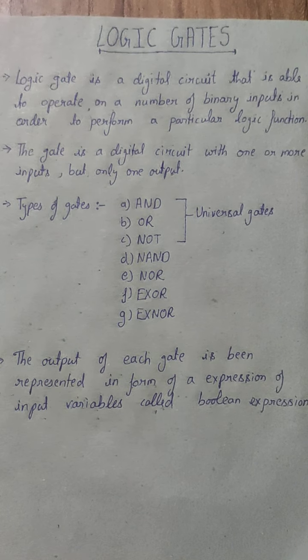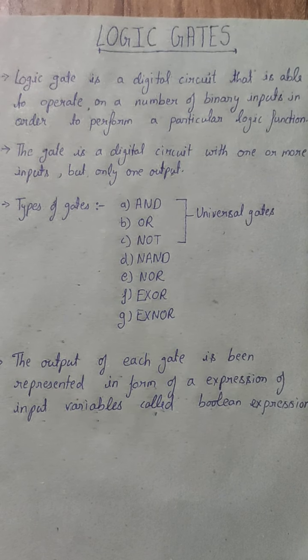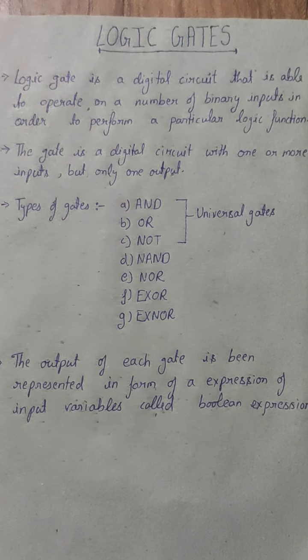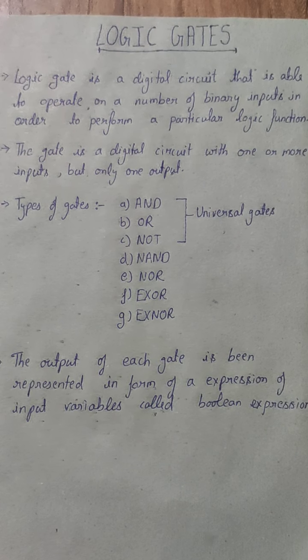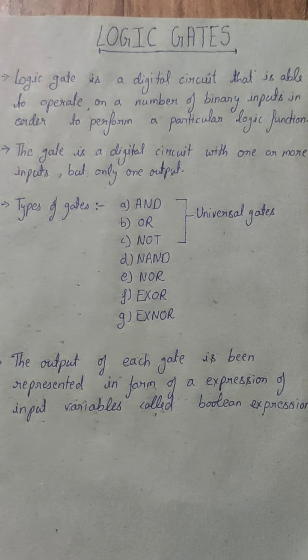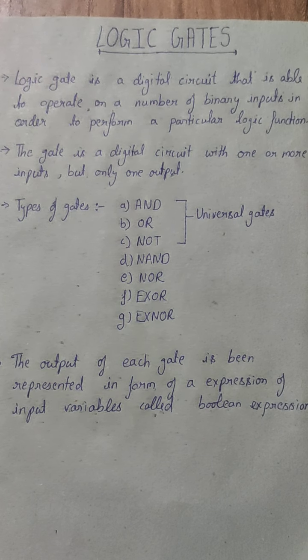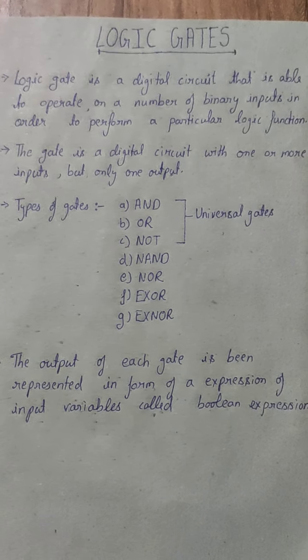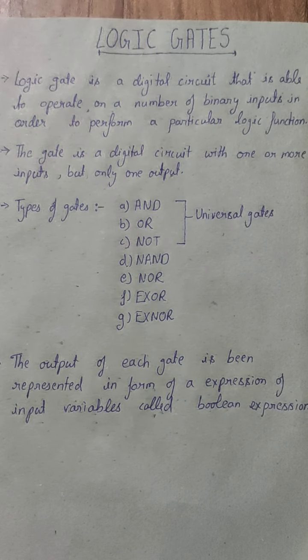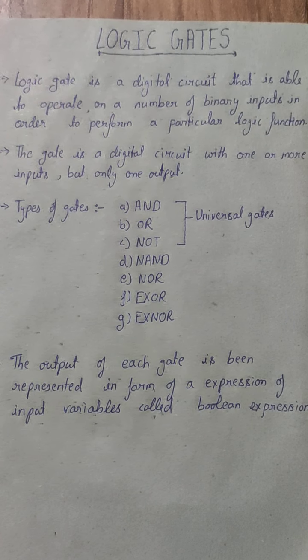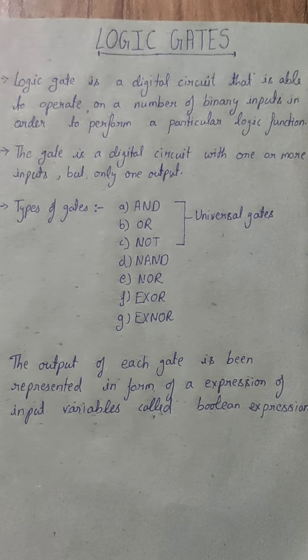Logic gate is a digital circuit that is able to operate on a number of binary inputs in order to perform a particular logic function. In a logic gate, the input is in the form of binary, that is 0 and 1. These inputs are called input variables. The Boolean constants 0 and 1 do not represent actual numbers here, but instead represent the state of a voltage variable, which is called a logic level.